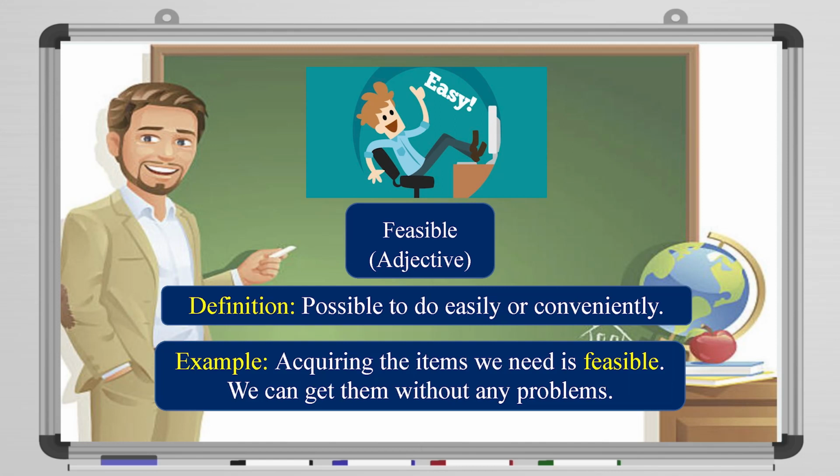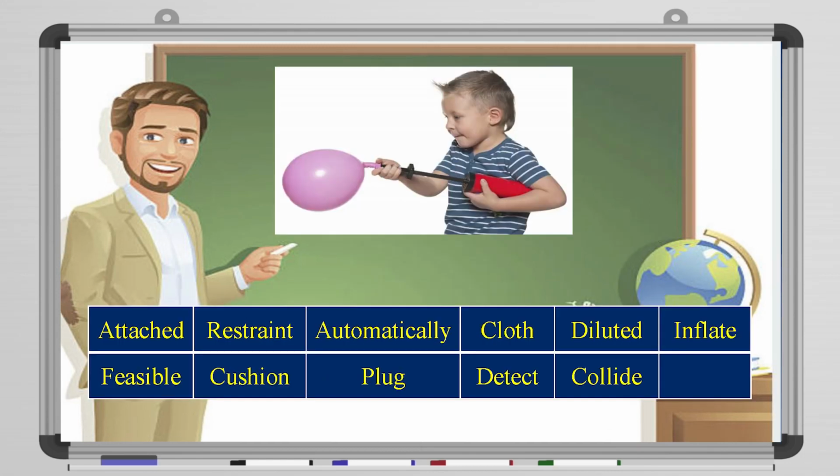For example, acquiring the items we need is feasible. We can get them without any problems. Okay? So far so good? Okay, let's go to the next one.